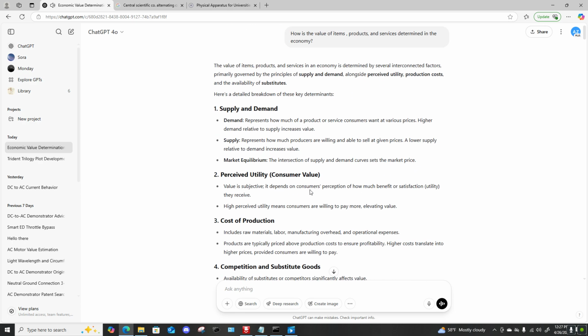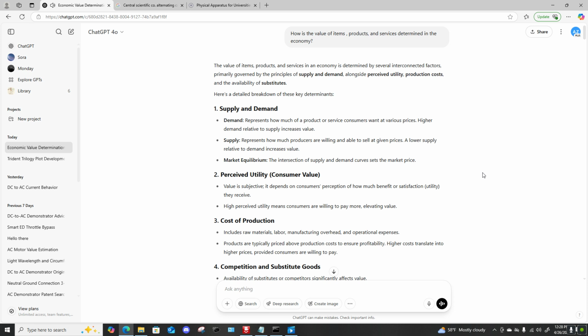The value of items, products, and services in an economy is determined by several interconnected factors, primarily governed by the principles of supply and demand, alongside perceived utility, production costs, and the availability of substitutes. Here's a detailed breakdown of these key determinants. 1. Supply and demand. Demand represents how much of a product or service consumers want at various prices. Higher demand relative to supply increases value. Supply represents how much producers are willing and able to sell at given prices. A lower supply relative to demand increases value. Market equilibrium, the intersection of supply and demand curves, sets the market price.